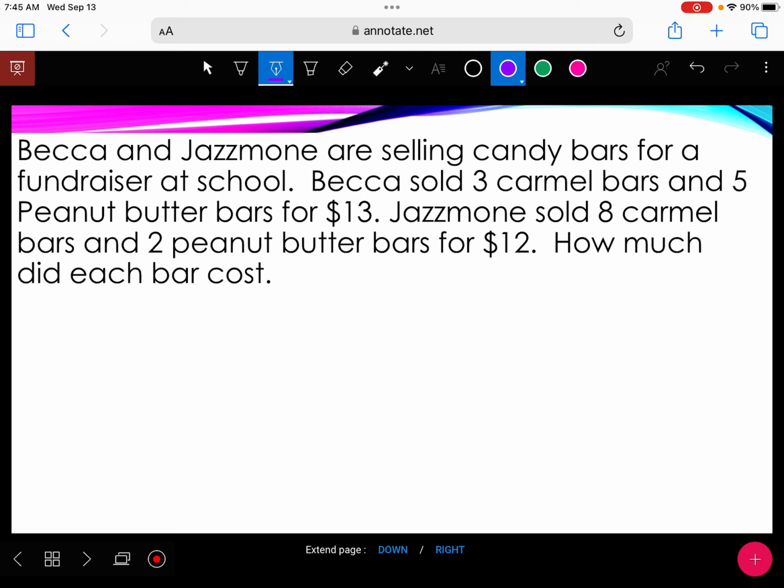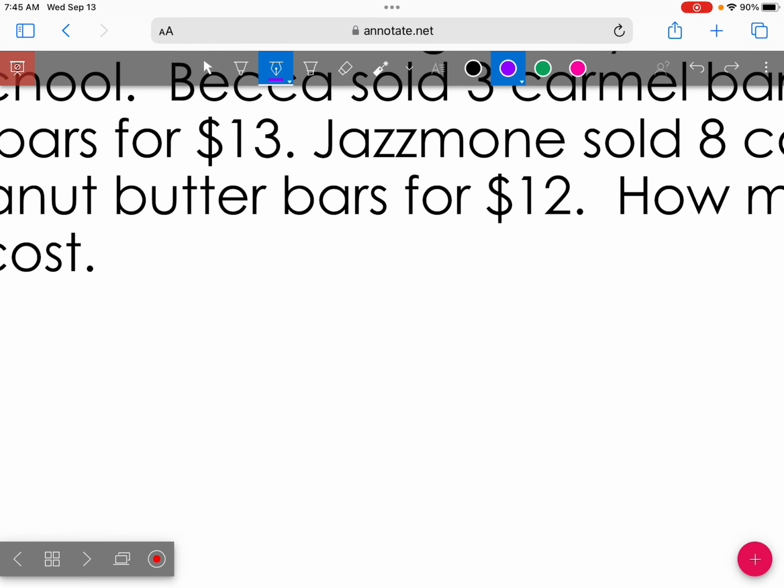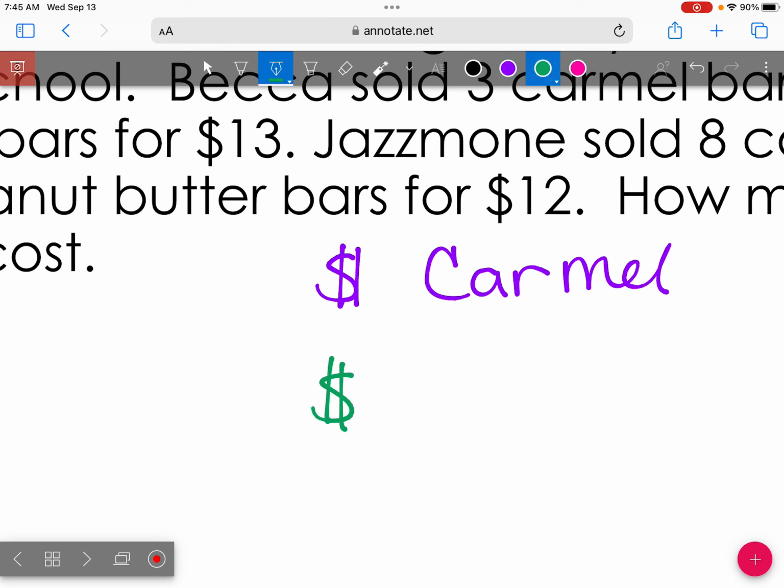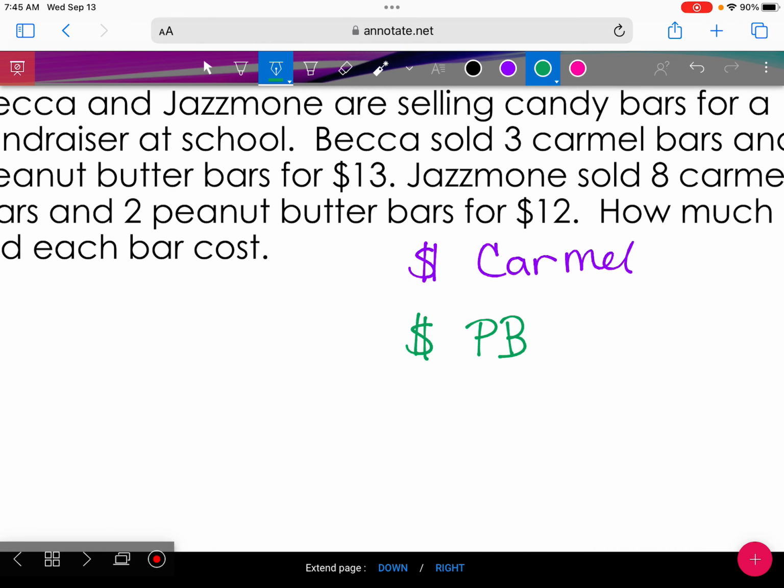So what is it we don't know? How much did each bar cost? So we need to know the cost of the caramel bar. And we need to know the cost of the peanut butter bar. So that means we need 2 variables. What do you want our variables to be? We can do x and y. We can do c and p. X and y. So I'm going to make caramel x.